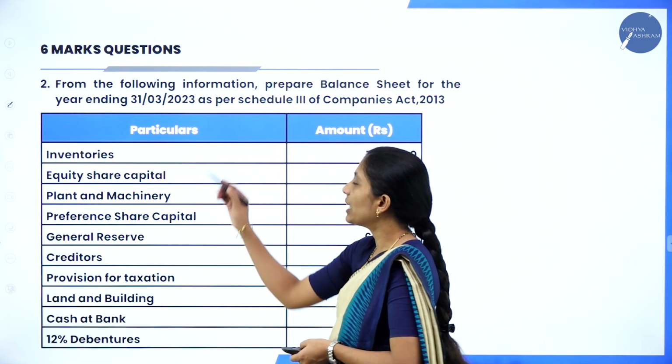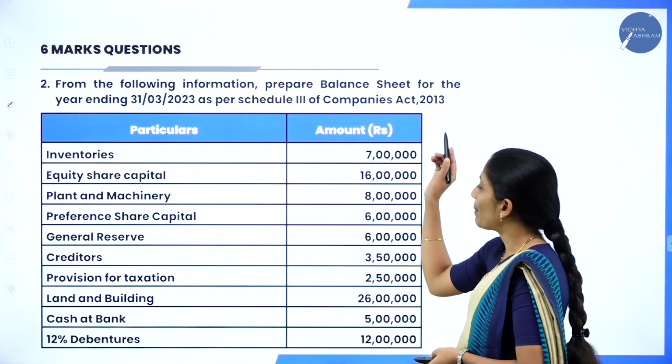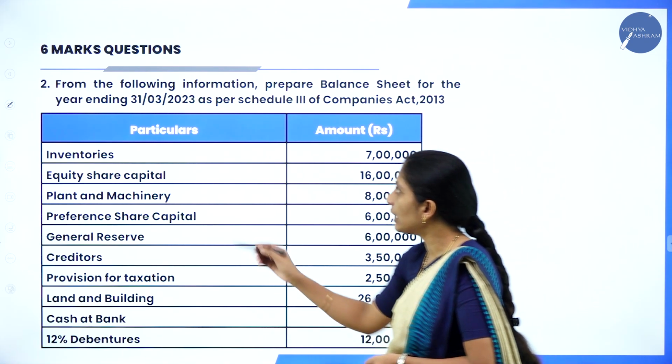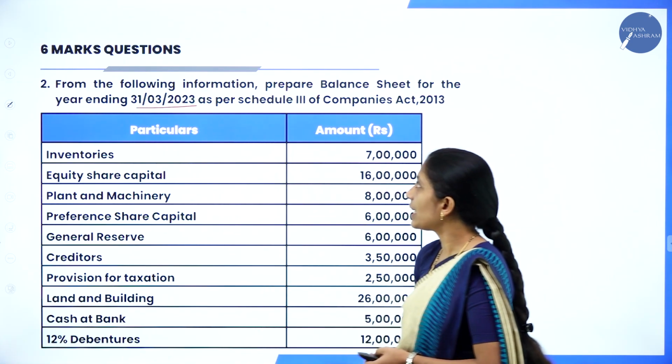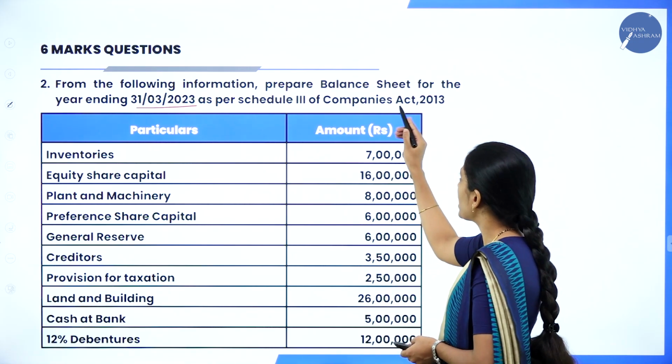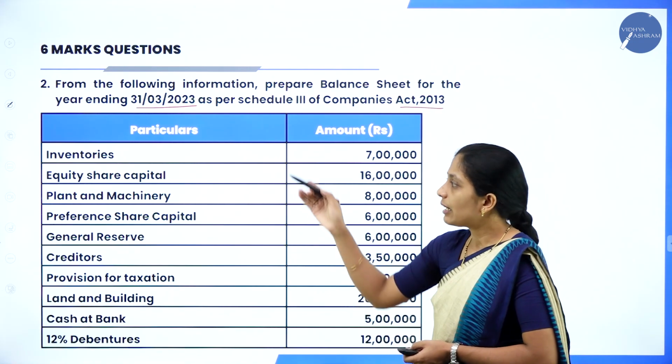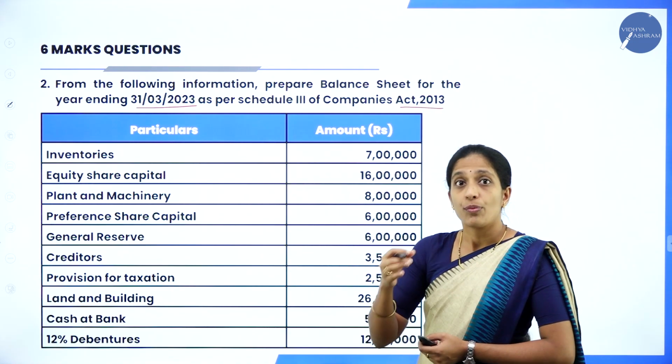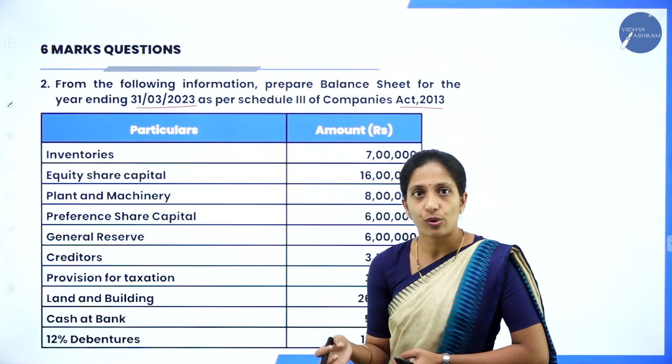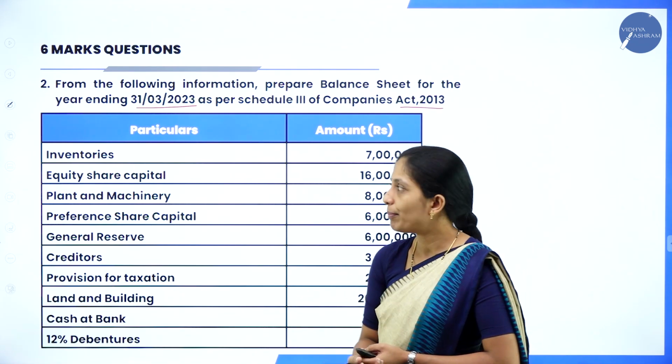Go through the problem here. From the following information, prepare the balance sheet for the year ending 31st March 2023 as per Schedule 3 of Companies Act 2013. Now here they have given us a few items. Wherever necessary, we have to prepare a note for it and show it in the balance sheet.